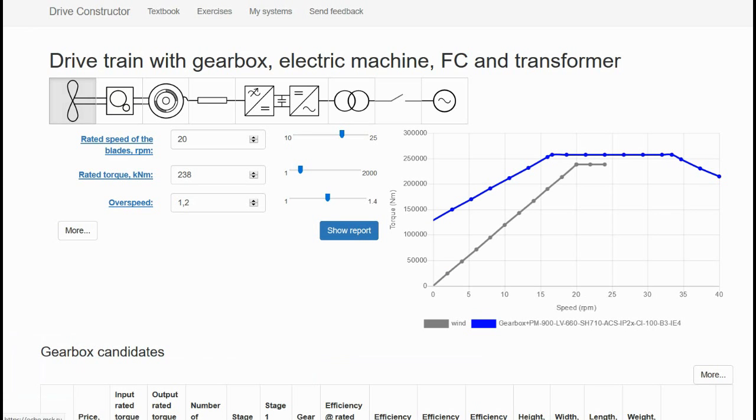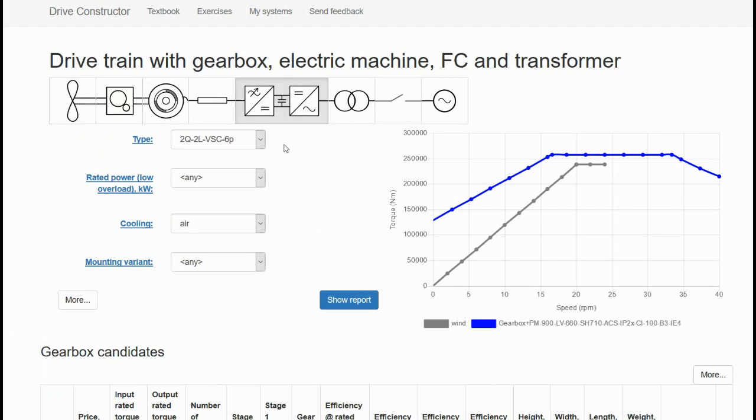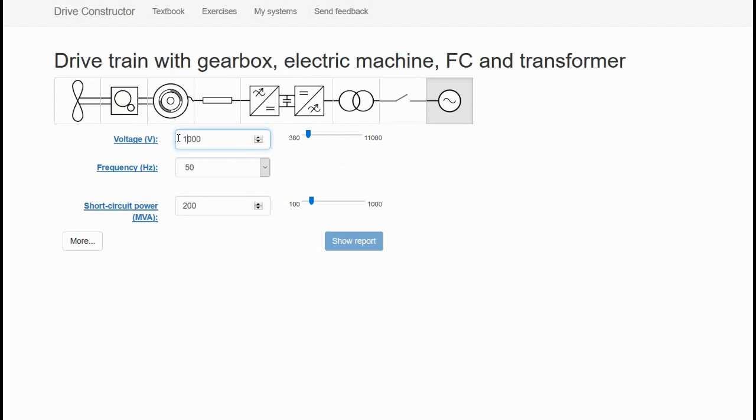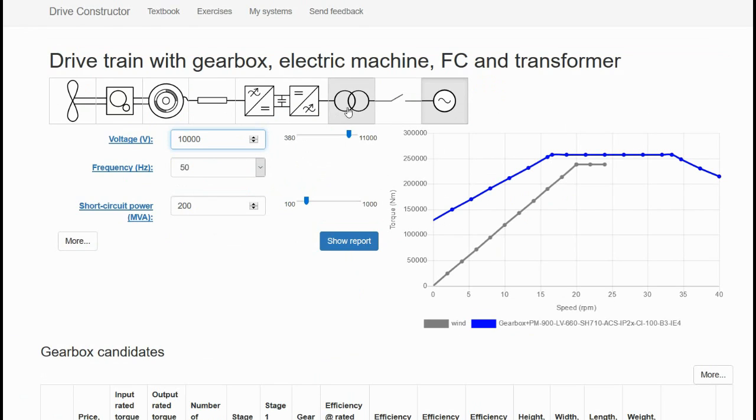Let's now take a look how we can do this in DriveConstructor. So first, of course, we enter the parameters of the turbine. We take the smallest turbine first, and then we of course need to start with the frequency converter for quadrant and put in the right voltage for the grid, 10,000 volts.